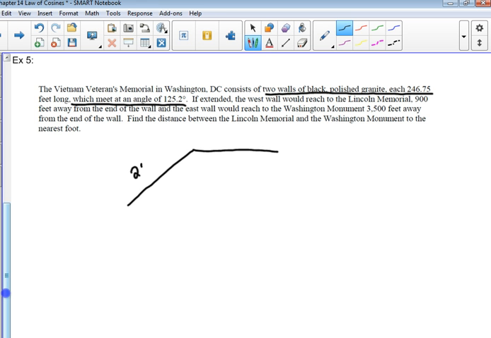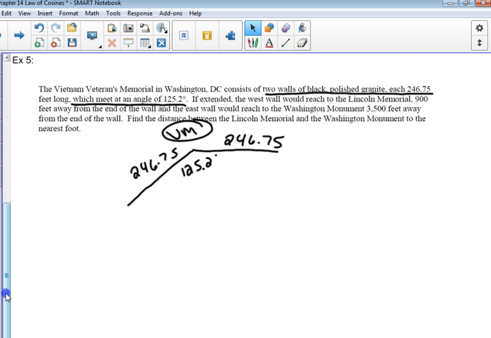I'm going to do 246.75. This is 246.75. And they meet at an angle of 125.2 degrees. And I'm going to label what this is showing me. This is the Veterans Memorial, VM, just because if you keep going, there's like 3 different memorials they're talking about in this problem. It gets a little complicated.